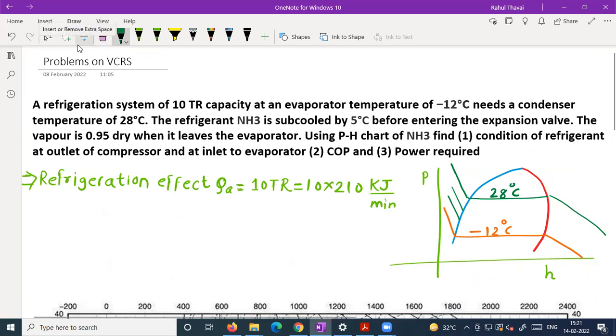Now let us try to understand the given data. It requires a condenser temperature of 28 that is shown here. The refrigerant NH3 is subcooled by 5 degrees Celsius before entering the expansion valve. So this is important. Try to understand.